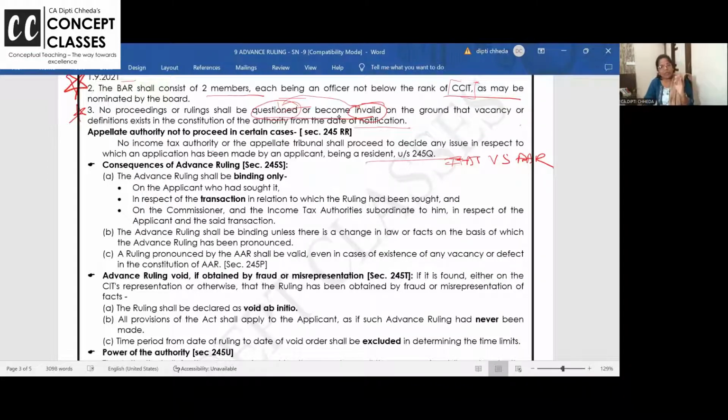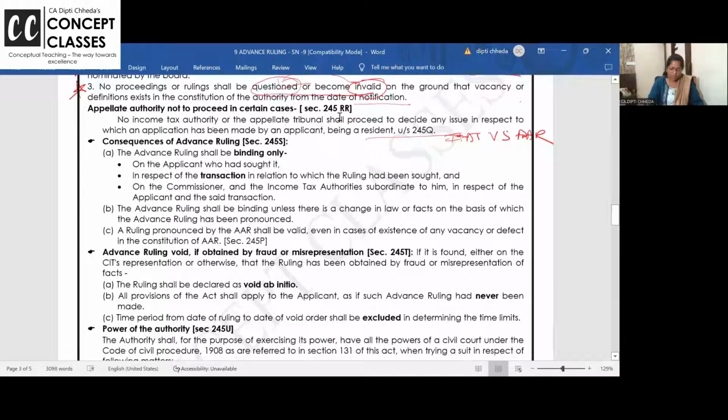Next time, go and read your very first topic I taught you, dear students, assessment procedure. In that one table, it says by 12 months this should be over, this should be over. Below that table, the following period will be excluded. So when the case is going to advance ruling, until the advance ruling comes within 6 months, this time will be excluded for going ahead with the other procedures.